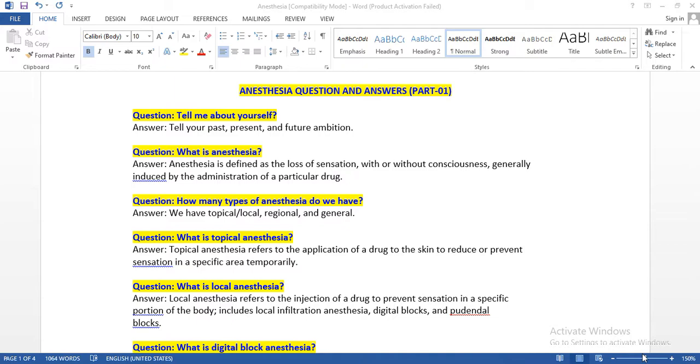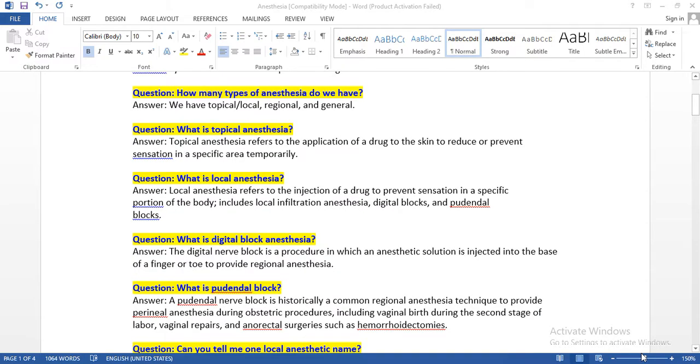Second question: What is anesthesia? Here, if you divide this word, anesthesia, An means no, and aesthesia means sensation. So what does anesthesia mean? It will remove the sensation. Answer: Anesthesia is defined as the loss of sensation with or without consciousness, generally induced by the administration of particular drugs. Based on the procedure, the anesthesiologist will administer the drugs.